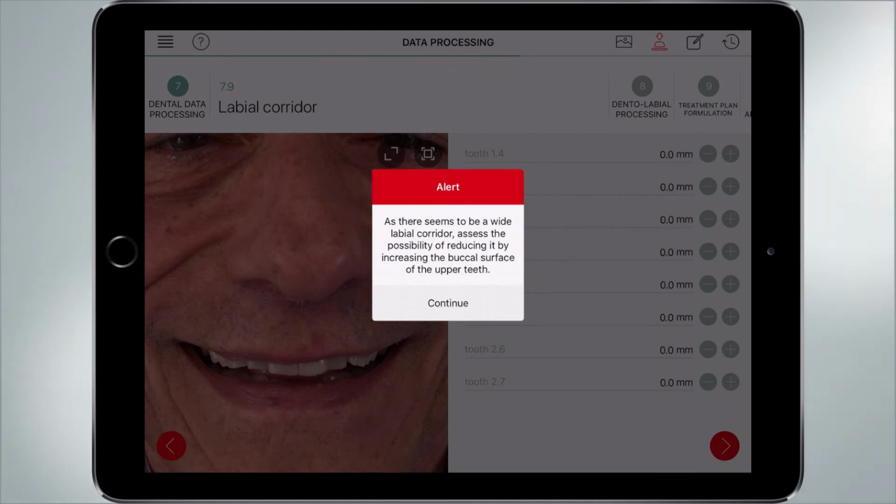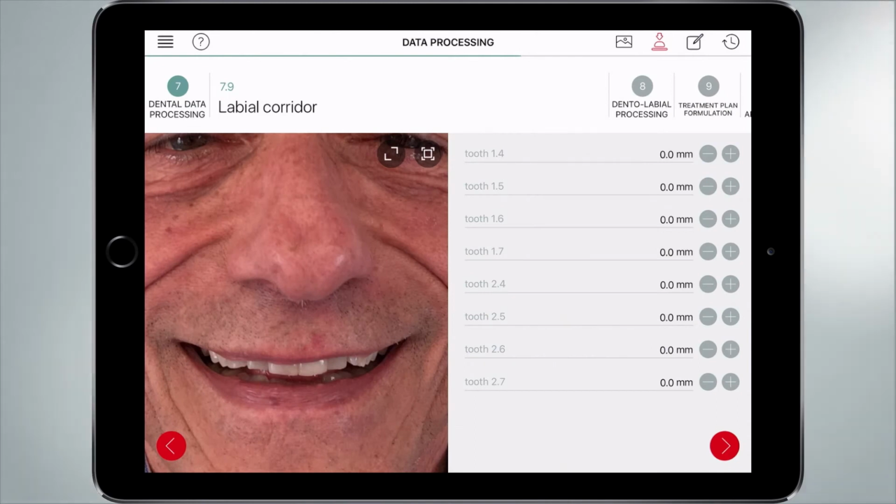to the alert. The alert says to you, seems to be a wide labial corridor. So take a look and think about increasing the buccal surface of the upper teeth, because you actually have quite a wide labial corridor. So we push continue and we can put everywhere a kind of enlargement of the arch. Let me say 0.8 everywhere.